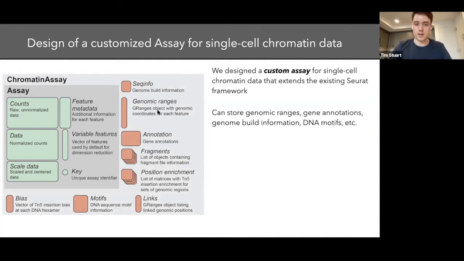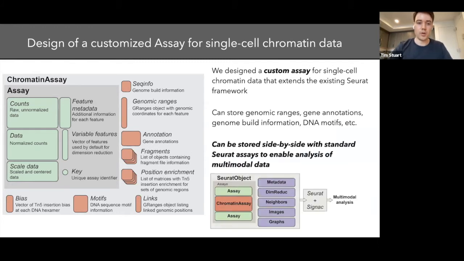So this includes things like the genomic ranges associated with each feature in our dataset. We can store the set of gene annotations that we're interested in. We can also store the path to on-disk data files associated with each of our experiments. So these are fragment files that are compressed and indexed and allow us to rapidly query different regions of the genome. And we can store other things as well, like DNA sequence motifs, for example. And so this data structure really enables us to run from beginning to end an analysis of these data sets.